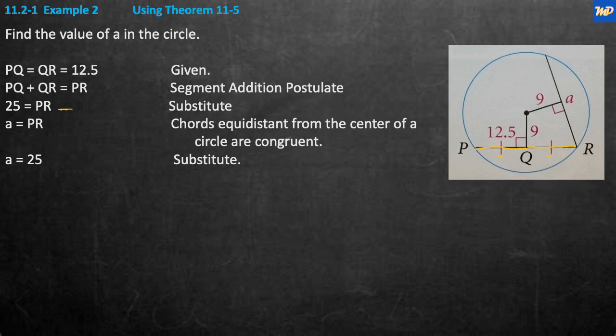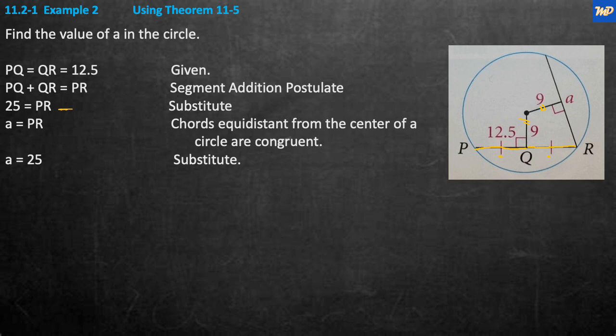because what did 11.5 say? 11.5 said chords equidistant from the center of a circle are congruent. Well, how do we know they're congruent? And how do we know they're equidistant from the center? Because it tells us right here. They're both 9 inches right here. These two are 9 inches each. So they are each equidistant from the center of the circle.